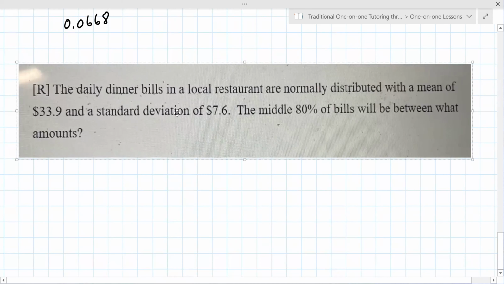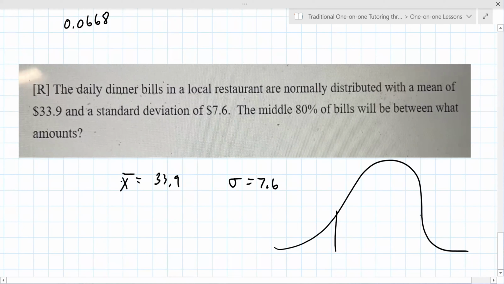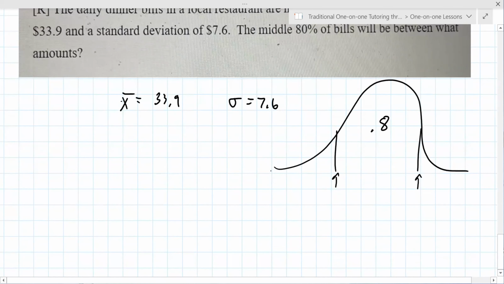The question here says the daily dinner bills are normally distributed, so they got a mean X bar of 33.9 and a sigma of 7.6. And they want the middle 80%, so they want 0.8 here. And they want you to find these two numbers right here. So how much is in each tail is a question you should ask yourself. The whole thing is 1, so there's 0.1 in this tail and then 0.1 in that tail.